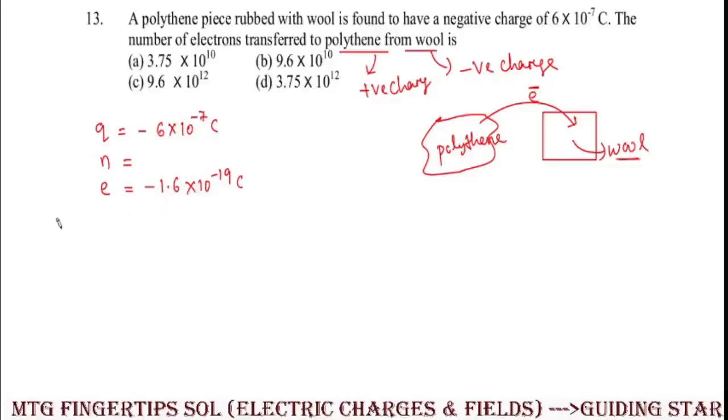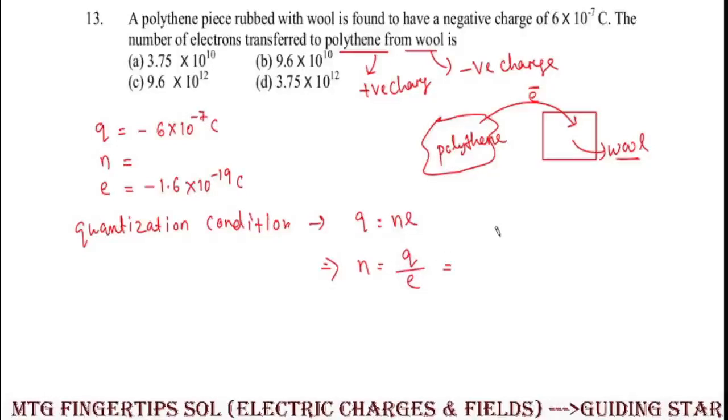So we'll use the concept of quantization condition. What is the quantization condition? Quantization condition is Q is equal to N into E. So the value of n will be equal to q by e. If you divide, negative 6 into 10 to the power minus 7 divided by e, which is negative 1.6 into 10 to the power minus 19.